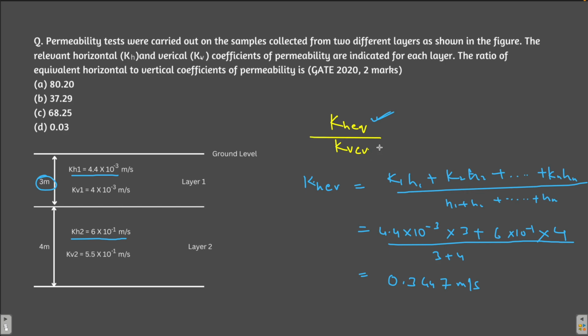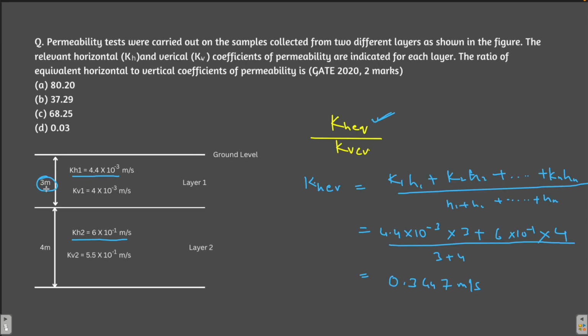Similarly, let's find out what is the vertical equivalent. For vertical equivalent the formula is H1 plus H2 plus up to Hn, divided by H1 by K1 plus H2 by K2 plus up to Hn by Kn. Okay, and we have to take the vertical component for this. So what is the height of first layer? It is 3 meters. What is the height of next layer? It is 4 meters, right?